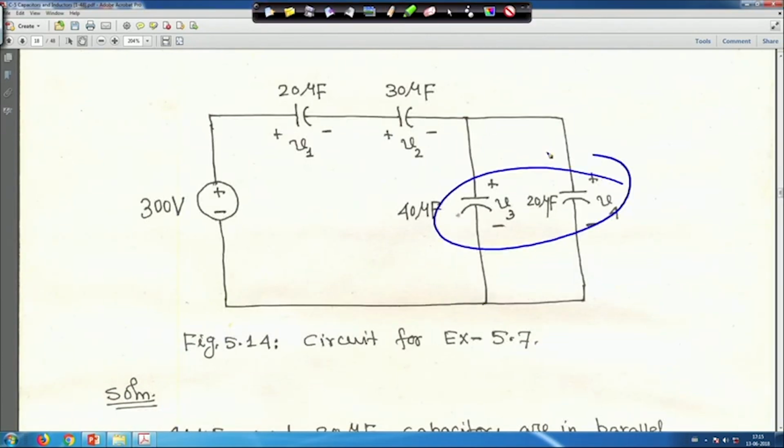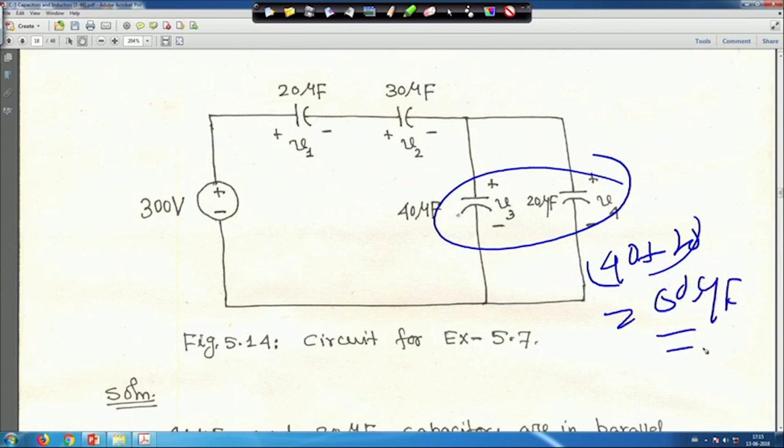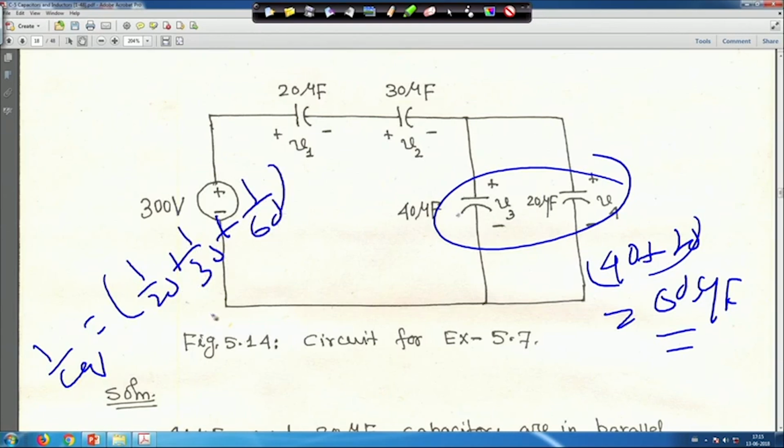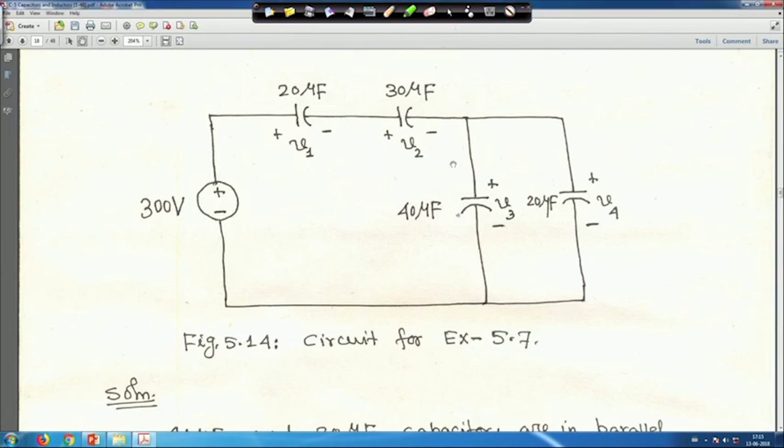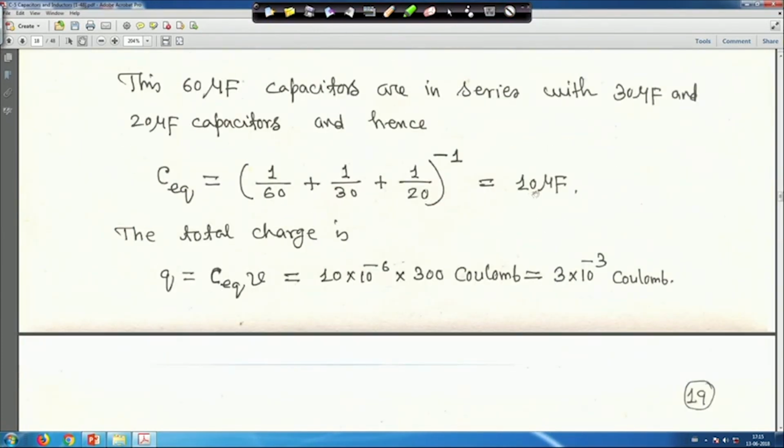these two are in parallel, right. So, their equivalent is 40 plus 20, is equal to 60 microfarad. Now, 20, 30 and 60 are in series. That means 1 upon CEQ is equal to 1 upon 20 plus 1 upon 30 plus 1 upon 60. That means CEQ is equal to 1 upon 20, 1 upon 30, 1 upon 60, to the power minus 1, right, just the reciprocal of that, that is why minus 1 is given here. So, that is why you get 10 microfarad.